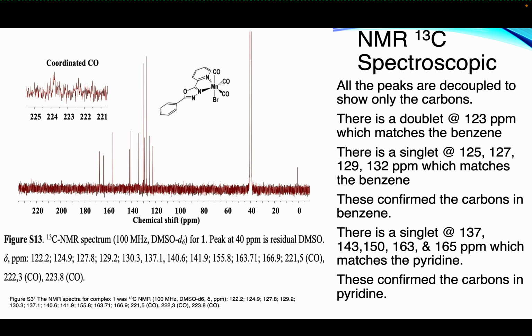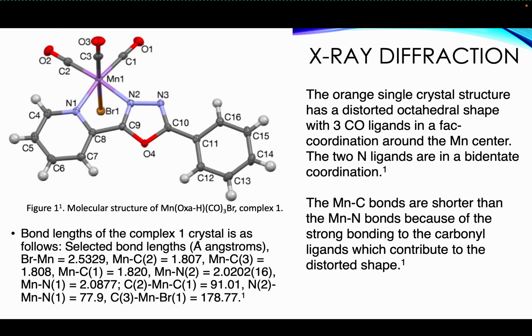And then there were several singlets at 137, 143, 150, 163, and 165 that all matched the carbons in the pyridine ring to confirm the structure, again, of complex 1. Now, looking at the left side of the screen, you'll notice the actual X-ray diffraction, the actual crystal structure from the orange crystal that was obtained.